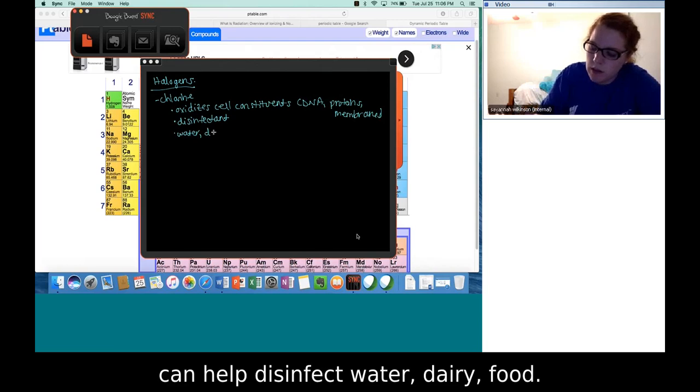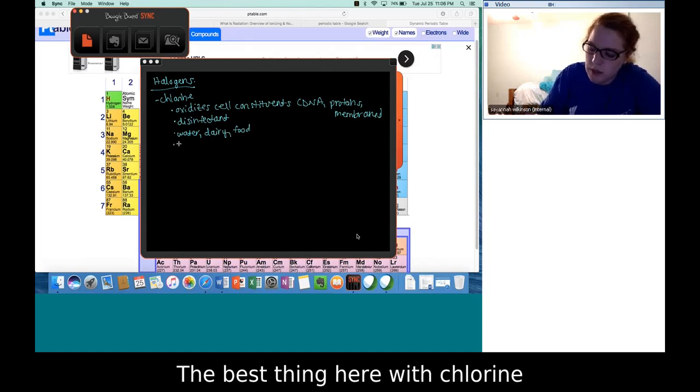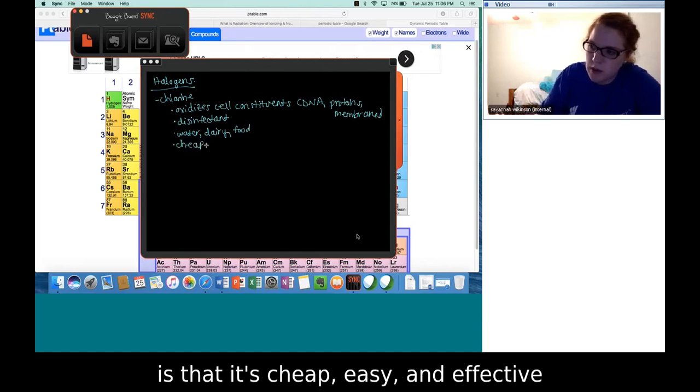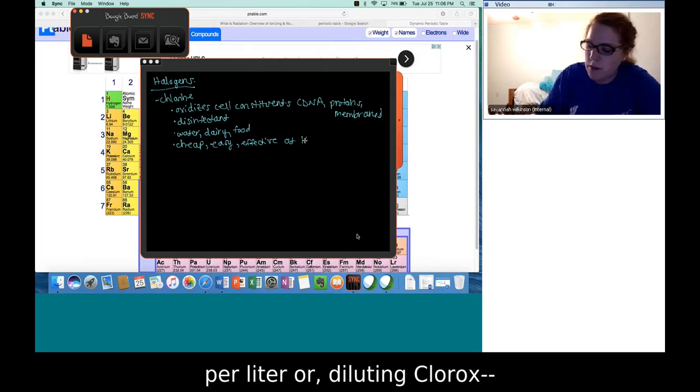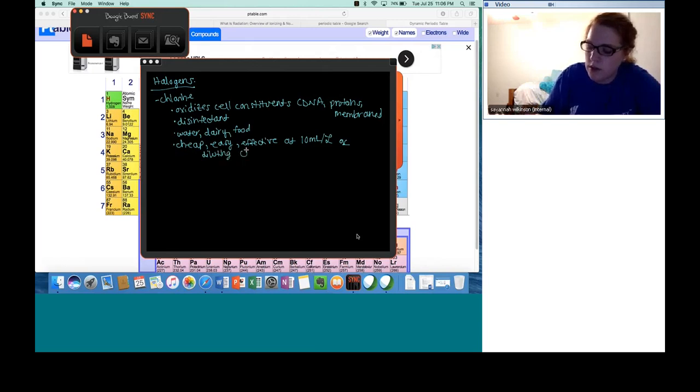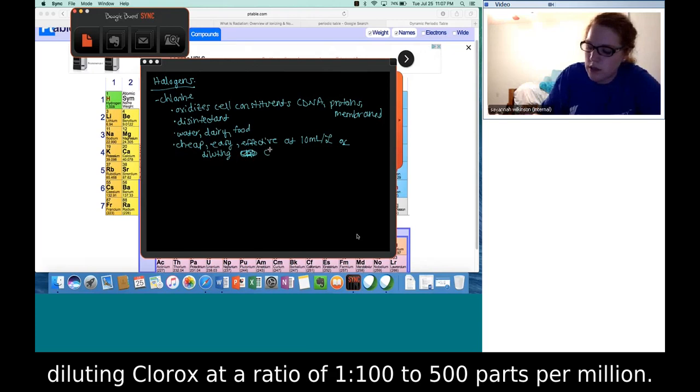It can help disinfect water, dairy, food. The best thing here with chlorine is that it's cheap, easy, and effective at a low concentration, basically. Milliliters per liter, or diluting Clorox. Diluting Clorox at a ratio of 1 to 100, 500 parts per million.